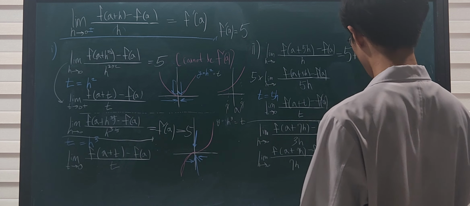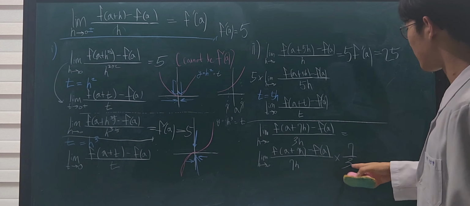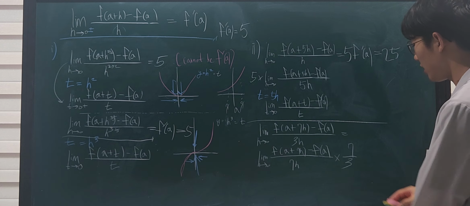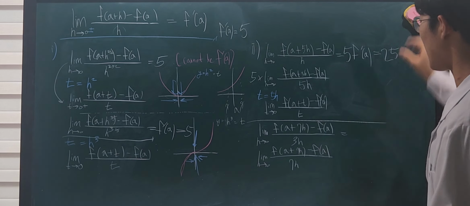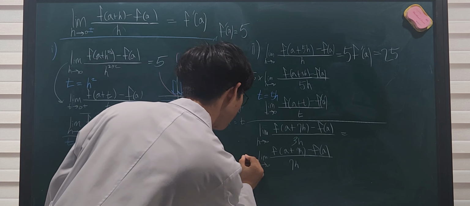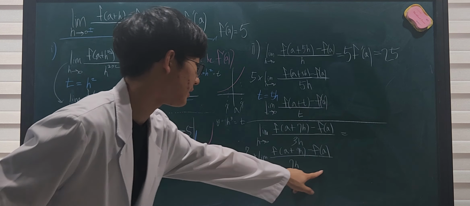So therefore, since this 7/3 does not include any variable of h, it has no relation to this limit after all. So we are able to bring this directly out to the outside: 7/3 multiplied by the limit of this.